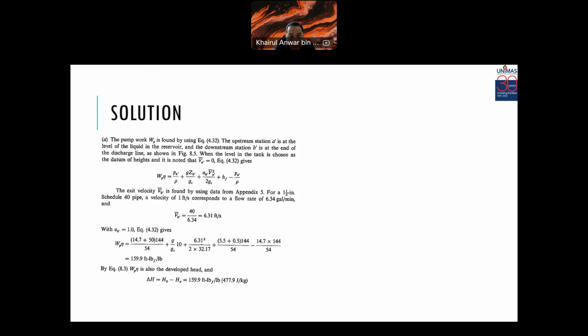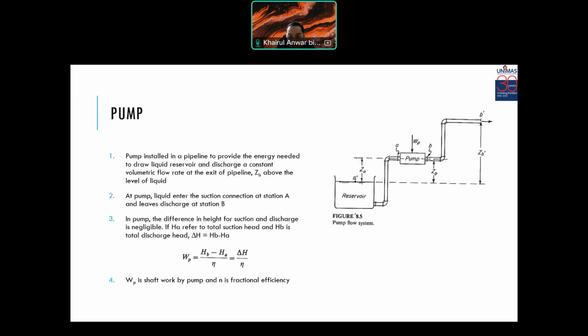So when the level in the tank is chosen as the datum of height, it's noted as ZA equal to 0. So this is the datum, the surface of the reservoir. The datum is important to determine the height for the B outlet, the pump, and the inlet here.